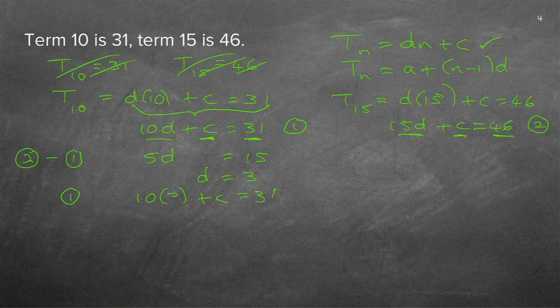But what is D now? You found it to be 3. So it's 30. If I take it over, 31 minus 30, it's just 1. So there you've got your D, and there you've got your C.